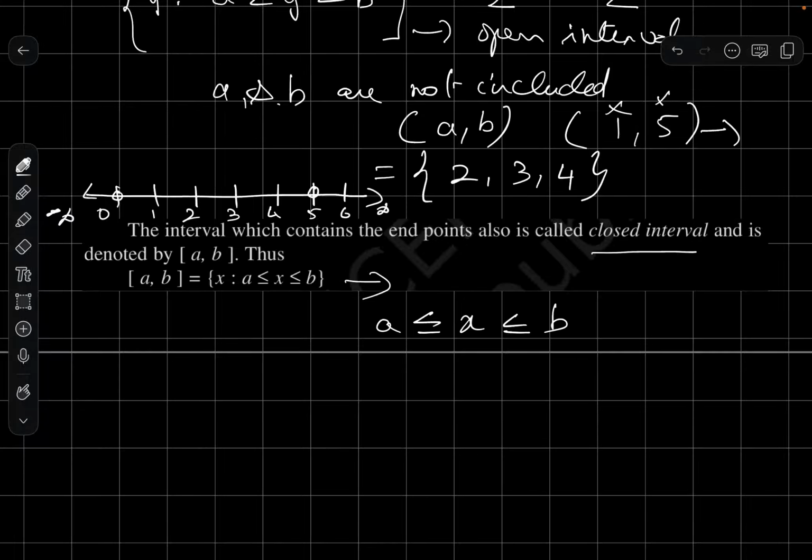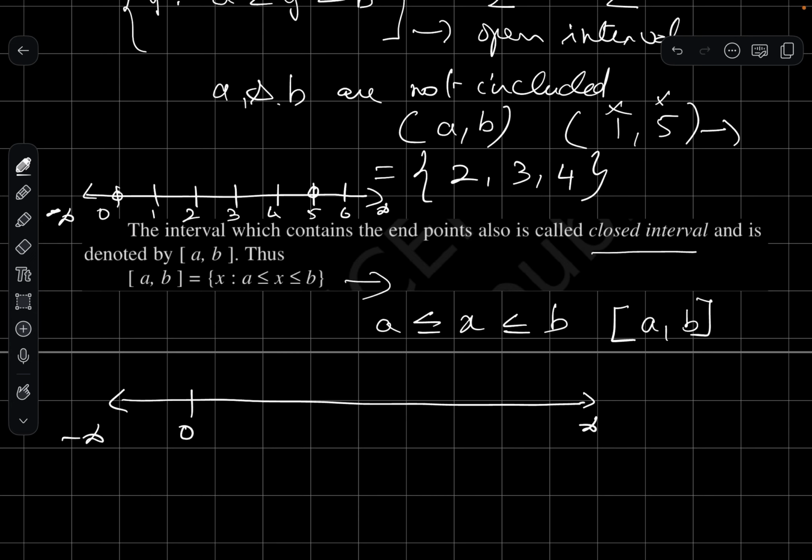So when you include this equal to sign, you write the interval with a box bracket: [a, b]. This is called a closed interval. Now on the number line, again you take the same thing, minus infinity and infinity, you put 0, and you take the same interval 1, 5. So I will get 1, 2, 3, 4, 5, 6 and 7.